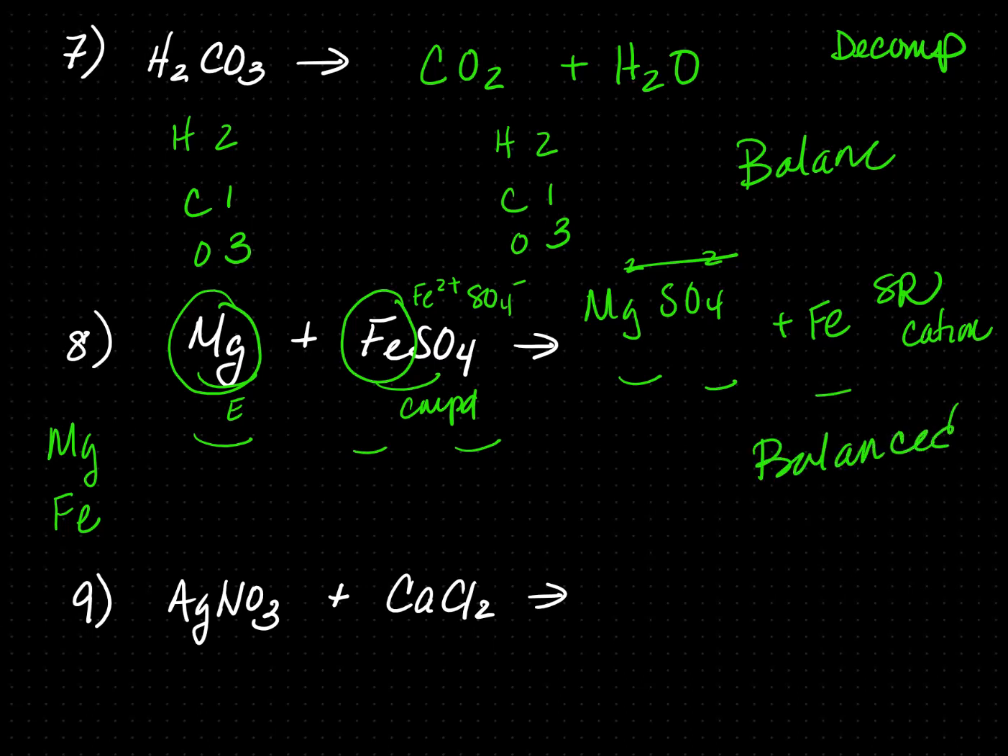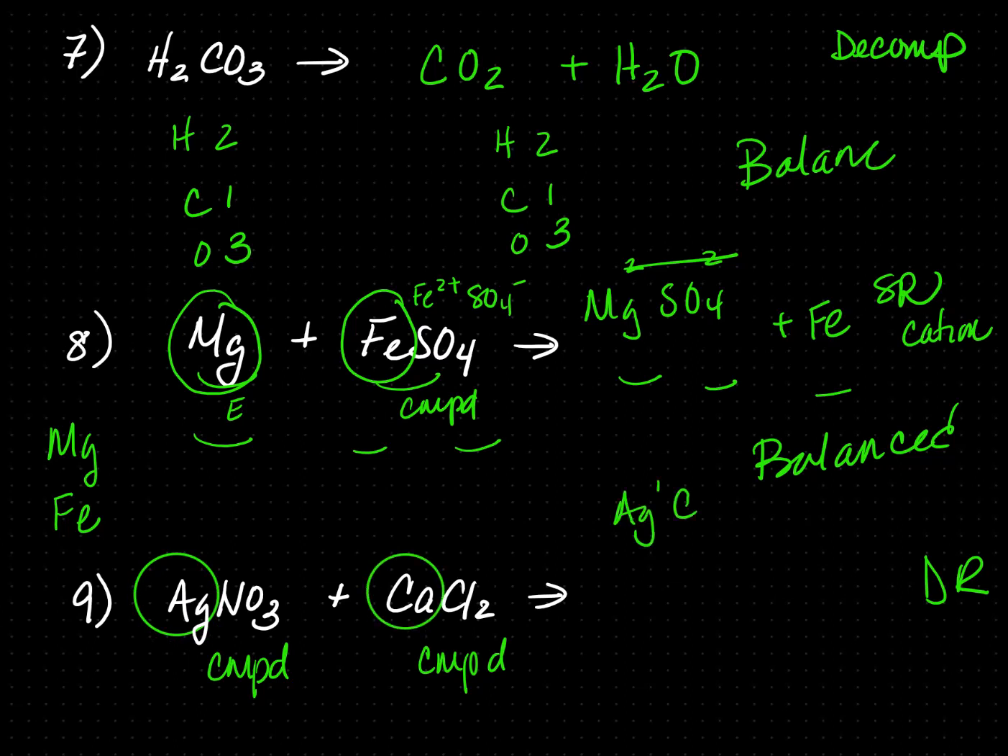So number 9, we have AgNO3, which is a compound. We have calcium chloride, which is also a compound. So we know this is going to be a double replacement. It's easiest if you place the metal with the metal. So Ag's new partner is going to be Cl. Ag's charge is 1. You have to memorize it. Cl's charge is 1. You need to memorize it, so it just becomes AgCl.